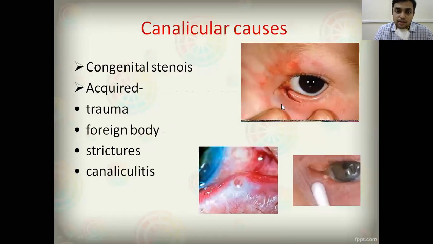Next one is the canaliculi. It also may be congenital or acquired. Congenital causes are due to congenital stenosis, and acquired causes are the same as in the punctum: trauma or lodgement of a foreign body. Strictures follow chemical or thermal injuries, with narrowing of the canalicular tubes, and it may also be due to inflammation of the canaliculi. So these are the causes of obstruction in the canaliculi.